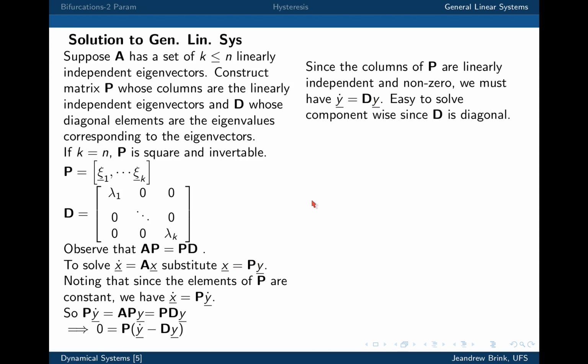Okay, so it's easy to solve component-wise since D is diagonal, and for each component, you simply have the differential equation y_i dot equals lambda_i y_i, where lambda_i is an eigenvalue. You can integrate that directly, and the solution is simply y equals e to the lambda (t minus t0) times y0. Okay, so it's just an exponential growth that you get for every single component.